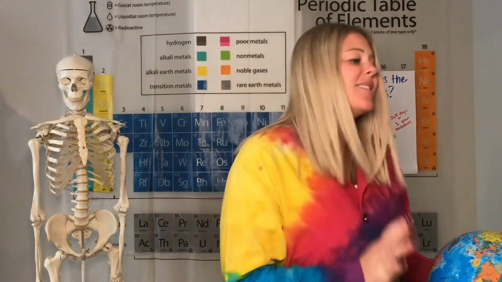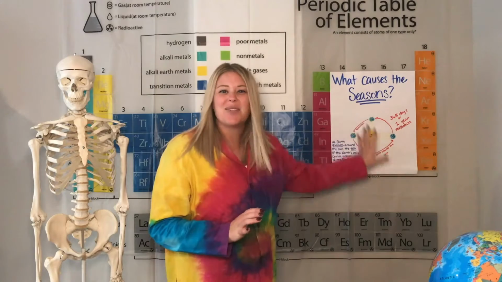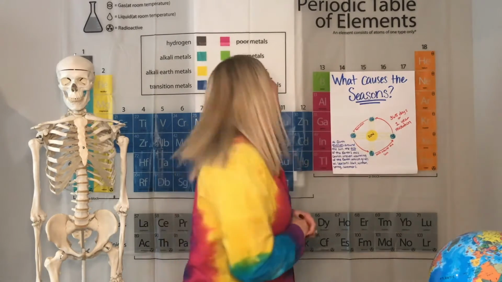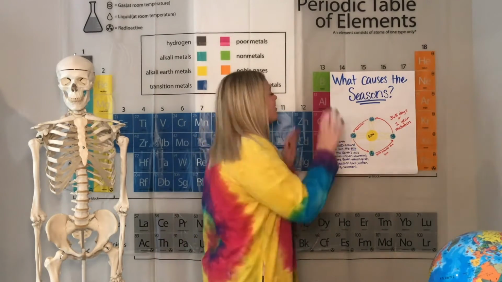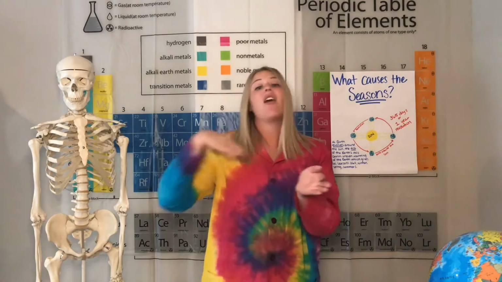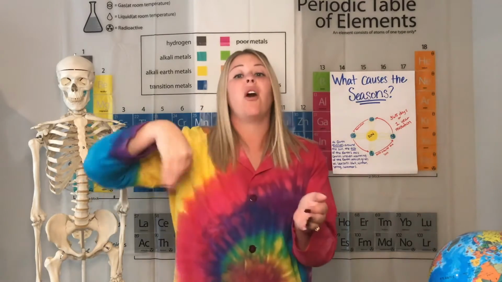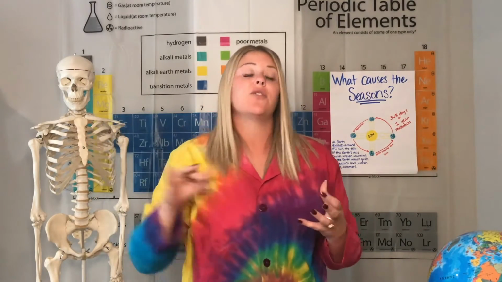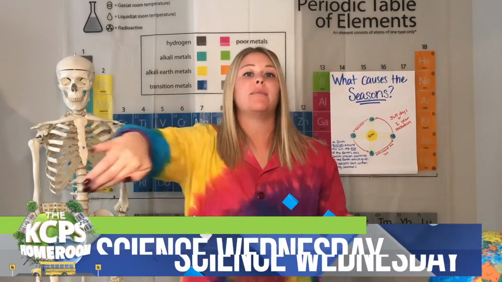Okay, let's go back to seasons. So I drew up a picture for us scientists to refer back to today. So let's take a look at that picture. So, cause of seasons. The sun sits in the center of our solar system, right? So we have the sun, and then all the planets in our solar system revolve around the sun. So they move around it, okay?